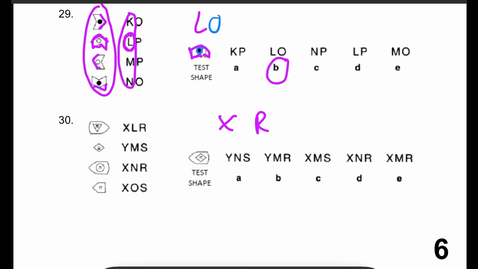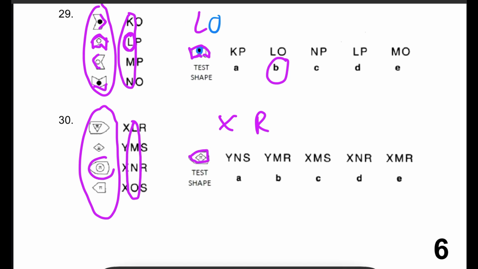Then on to the second letter. So the reason the second letter is different in all of them is because the outside shape is different for all of them. So here, this shape matches this one, and the second letter is an N. So XNR, the answer is D.